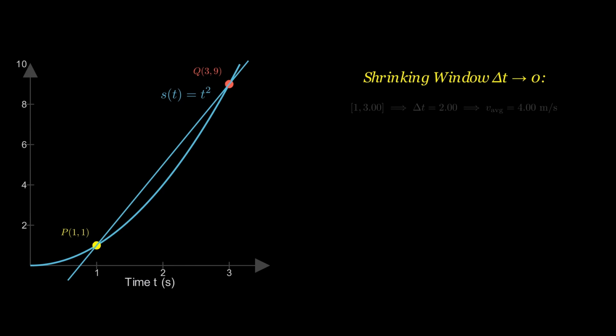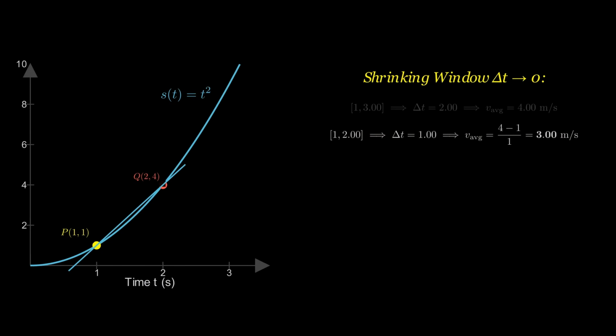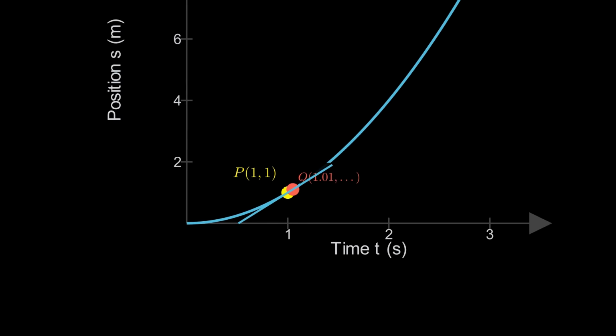Now, how do we find the speed at the exact moment t equals 1? We shrink the observation window. If we measure between 1 second and 2 seconds, the average speed drops to 2 meters per second. If we narrow the window further, between 1 and 1.01 seconds, it sharpens to 2.01. Watch what happens on our graph.